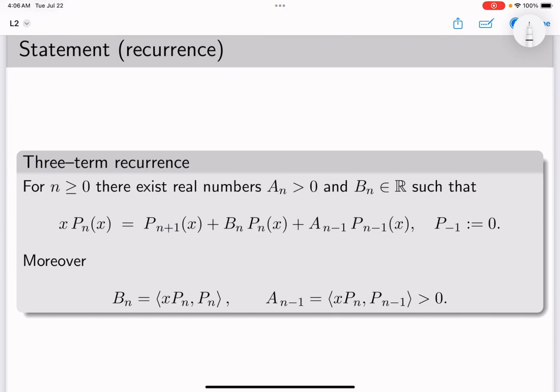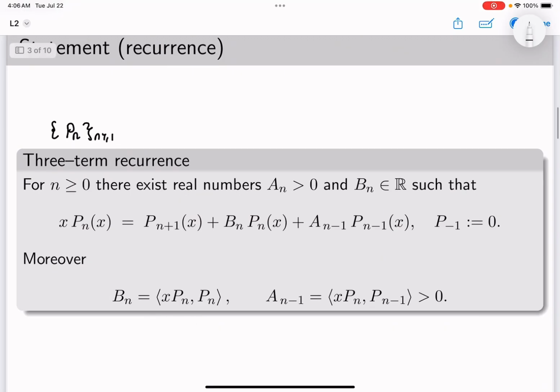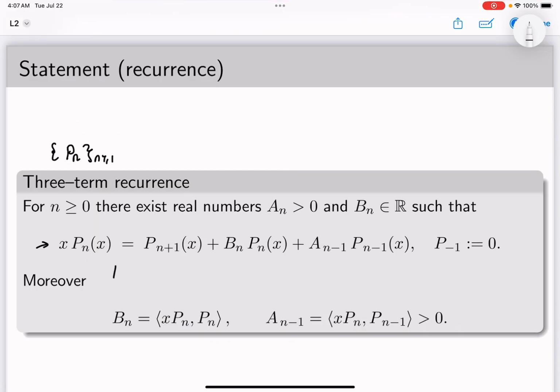So the statement that we want to prove is that if we start with a sequence of orthogonal polynomials, Pn, then we have this property. We have this equation, and some people like to write it in a different way. You can write P_{n+1}(x) is equal to (x minus Bn) times Pn(x) plus A_{n-1} times P_{n-1}(x).